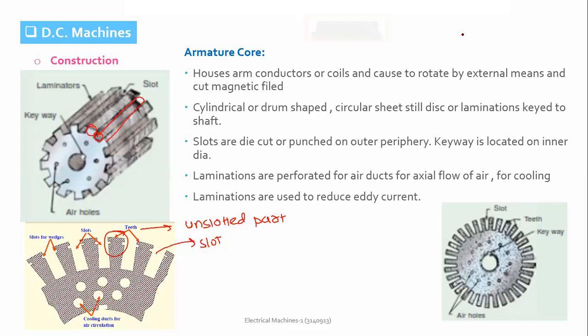Clear? Any doubt about the armature core, which is a part of the rotor? There are a few more parts still remaining: armature winding, commutator, bearings, shaft. That will continue in the next class.